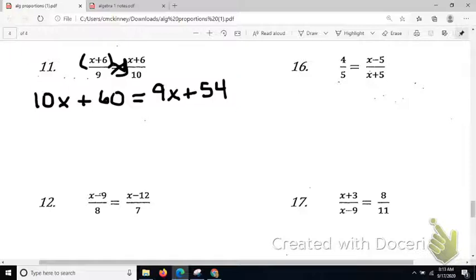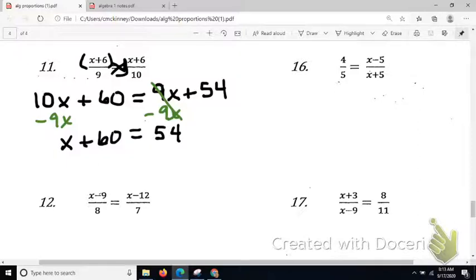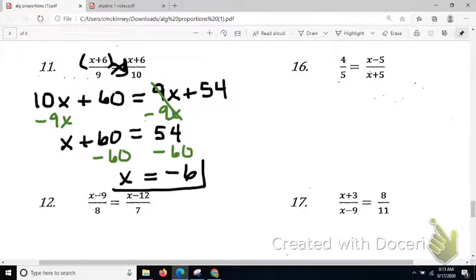Once I have that, now it's a multi-step equation. These are going to get very predictable. Cross multiply, being sure that you distribute. Get your variables on the same side. Then get your constant to the other side by adding or subtracting. And then in this case, I did not have a division step. Most of them you'll have a division step. Here I don't have a division step because 10 minus 9 was just 1x.